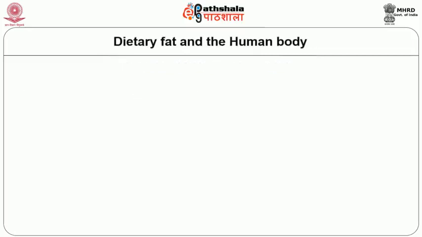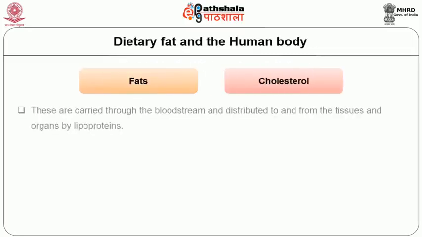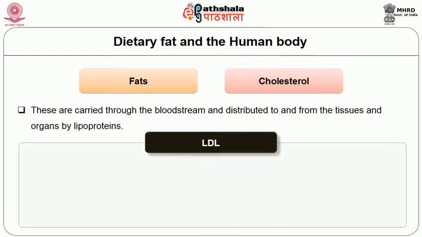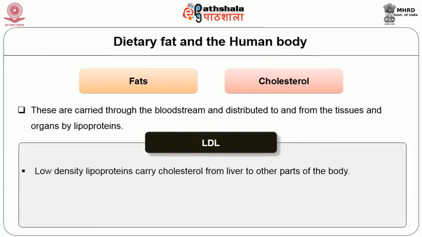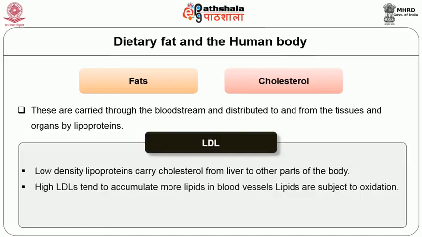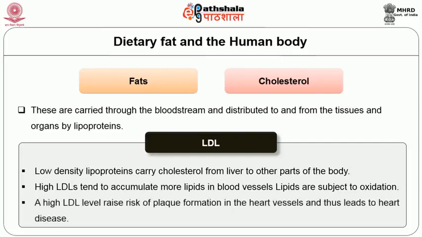Dietary fat and the human body. Fats and cholesterols are carried through the bloodstream and distributed to and from the tissues and organs by lipoproteins. LDL, as we have discussed earlier, low density lipoprotein, carries cholesterol from the liver to other parts of the body, whereas HDL is a good cholesterol. LDL tends to accumulate more lipids in blood vessels. Lipids are subjected to oxidation when LDL levels go up. A high LDL level raises the risk of plaque formation in the heart vessels and thus leads to heart disease.